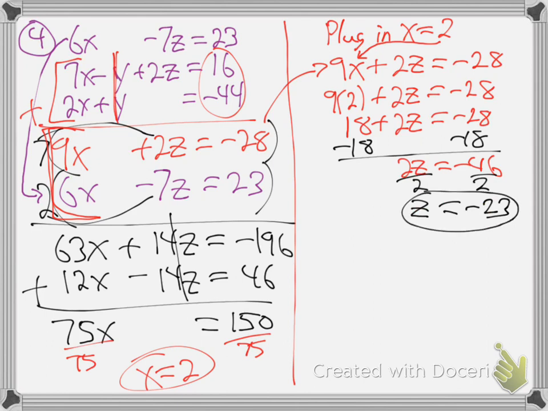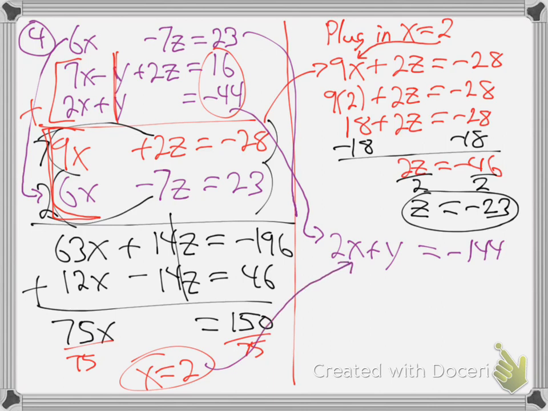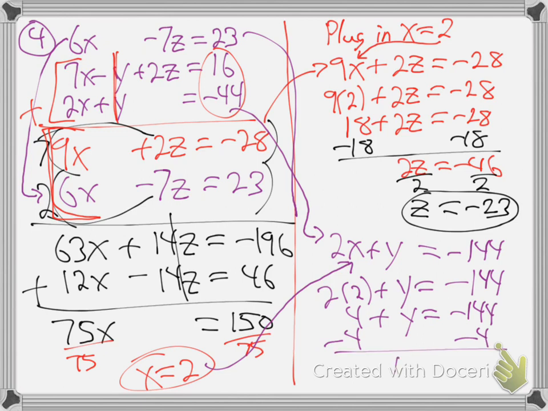We got x, we got z. Now just grab the top equation. Oh no, that just has x and z. I need something with y. Grab this bottom one, I guess, because I got to find y. 2x plus y is minus 44. Plug in the x. The x is 2 right there. So 2 times 2 plus y is minus 144. 4 plus y is minus 144. Subtract 4. Y is minus 148. All right, we got all three, x, y, and z on number 4.